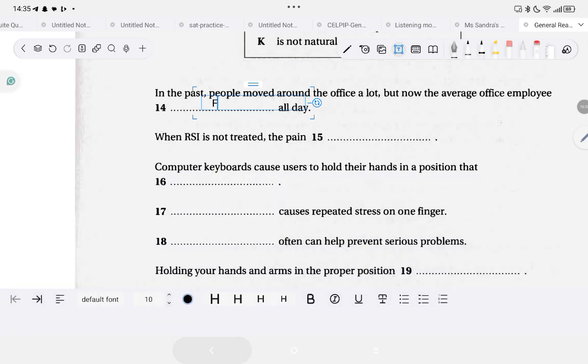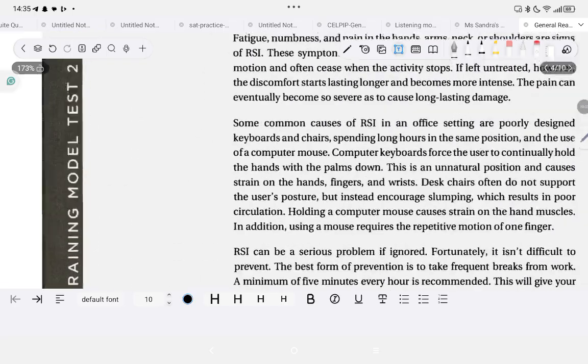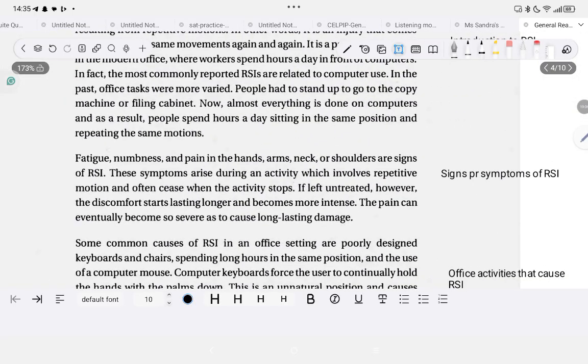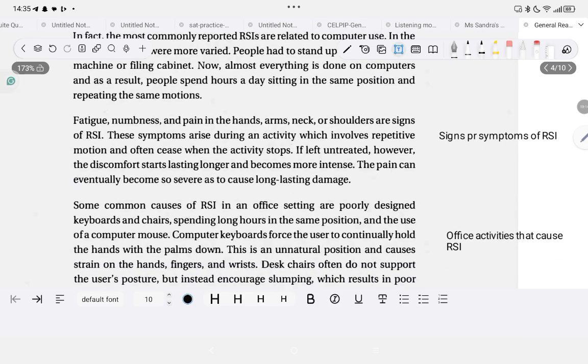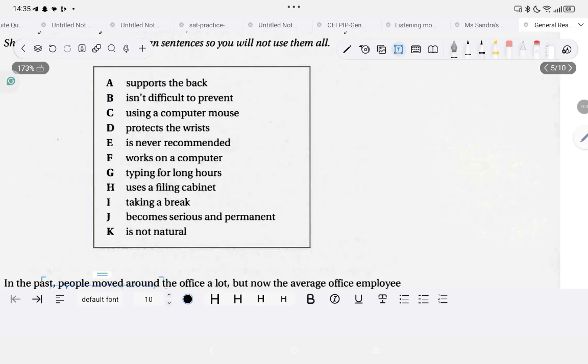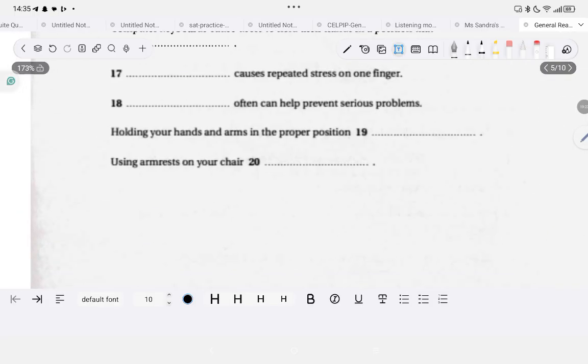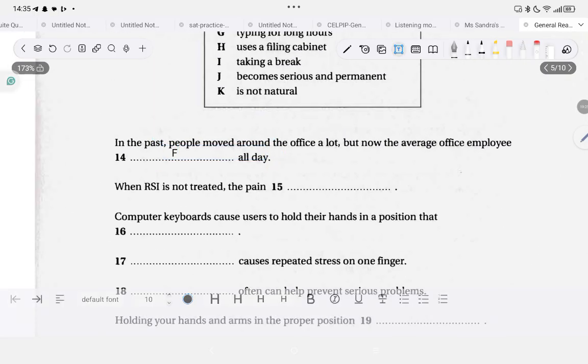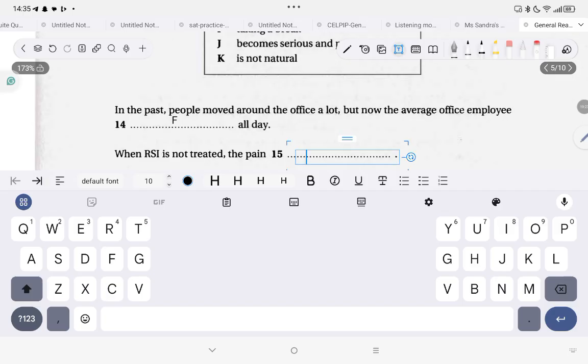When RSI is not treated, the pain dash. So it says the pain can eventually become so severe. If left untreated, however, the discomfort starts lasting longer and becomes more intense. The pain can eventually become so severe as to cause long-lasting damage. So becomes serious and permanent. That should be J.